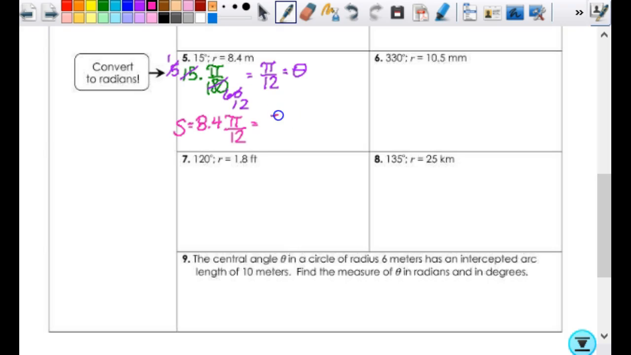So we get 7 pi over 10 meters. And then that gives us 2.199 meters. Everybody okay with that?